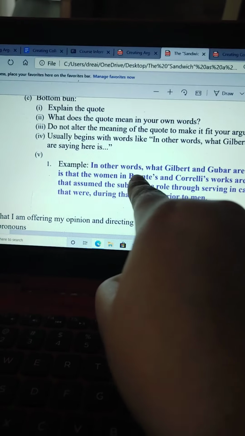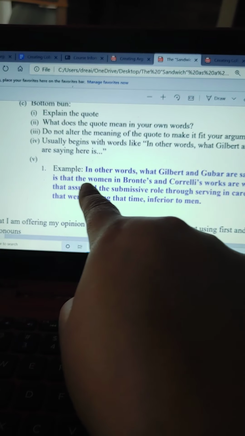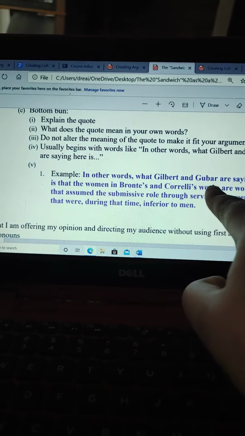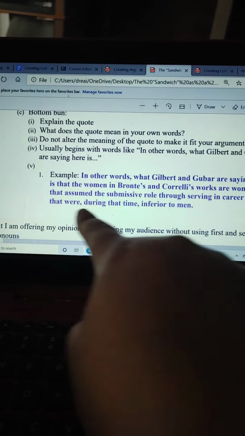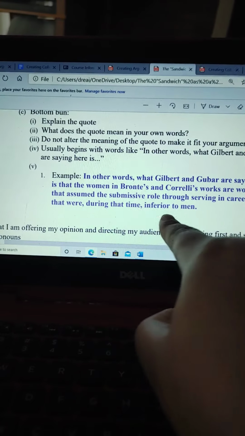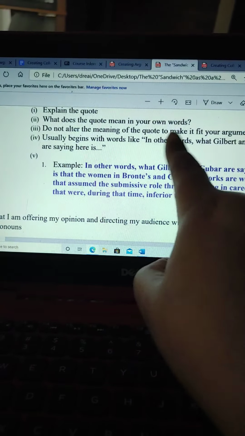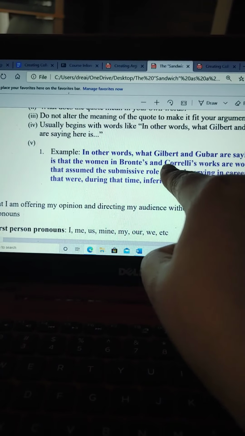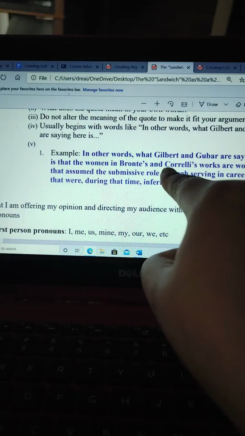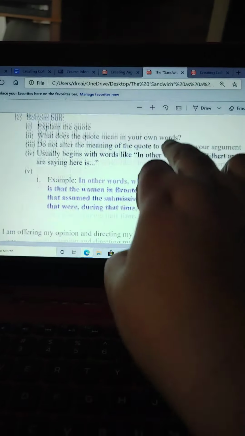So, here's an example. In other words, what Gilbert and Gubar are saying here is that women in Bronte's and Corelli's work are women that assume submissive roles through submitting their career paths that were, during that time, inferior to men. Okay? So that's me taking this quote and putting it in my own words. This is the same as this, just this is in my own words.